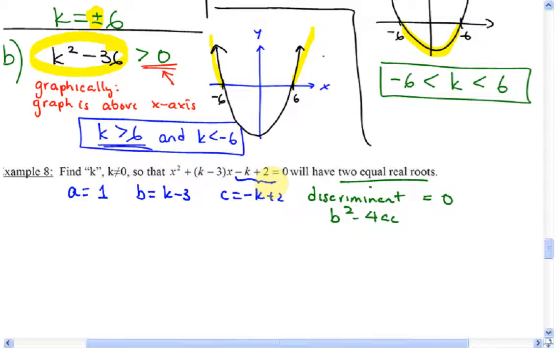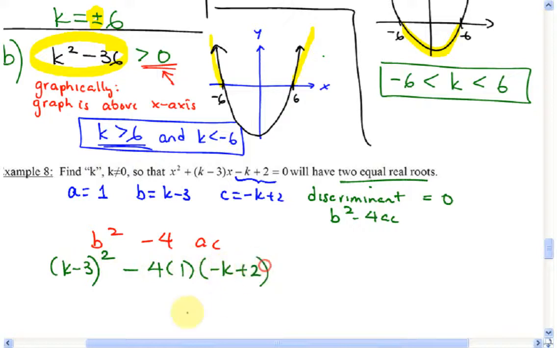Okay. Now, let's go ahead and try to solve this. I'll put it into the discriminant, B squared minus 4AC. Be careful with your algebra, okay? B is K minus 3, so that's that whole thing squared, minus 4 times A times C, negative K plus 2. And because the discriminant in this case is supposed to equal 0, I'm making this whole equation equal to 0.